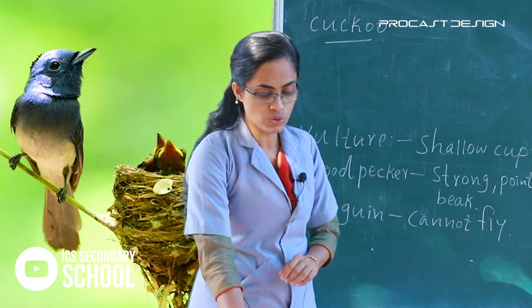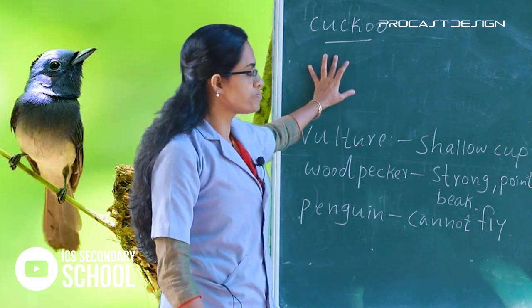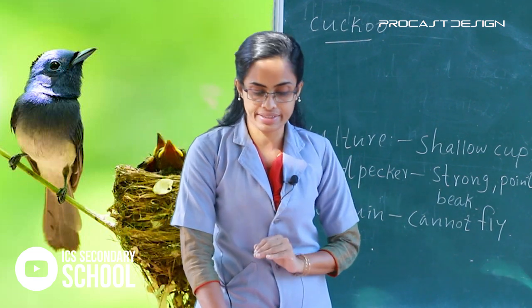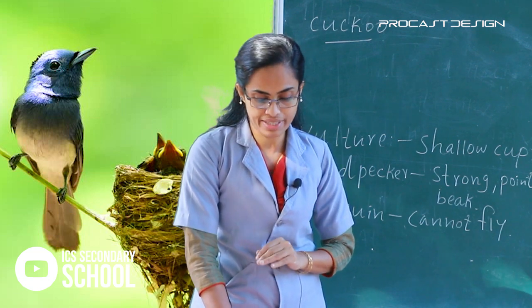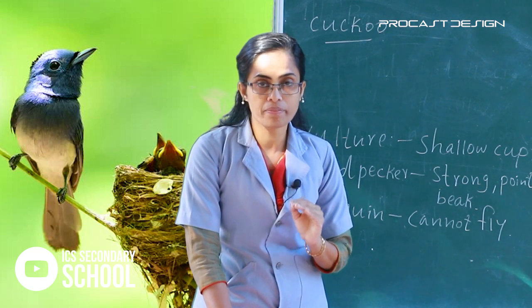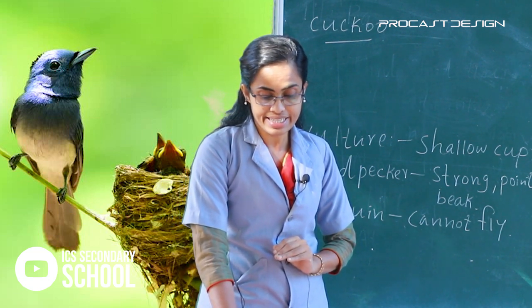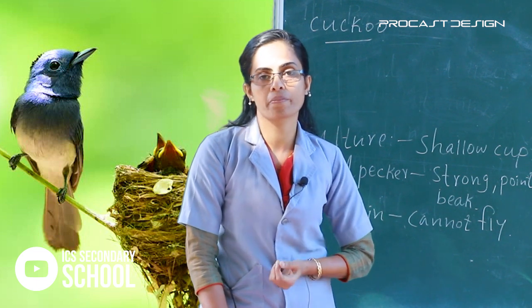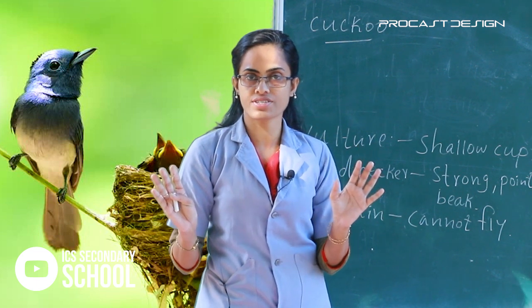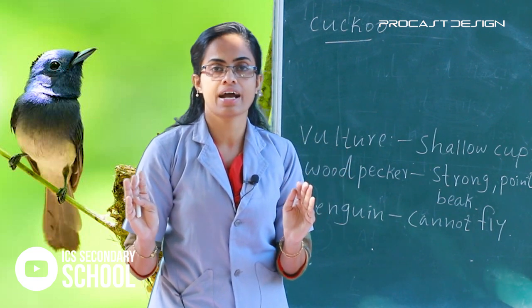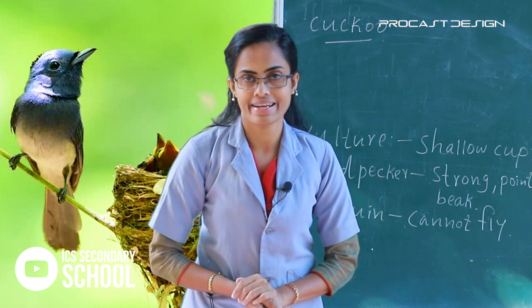And the next one, cuckoo. In the case of the cuckoo, it does not make a nest. It lays its egg in the nest of another bird. All of you understand the different types of birds and how they make different types of nests.